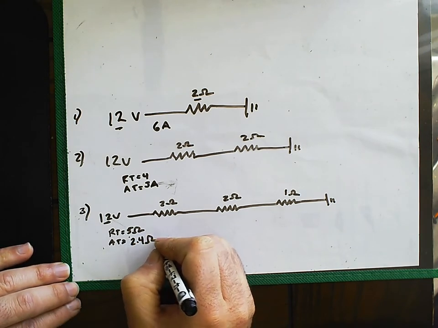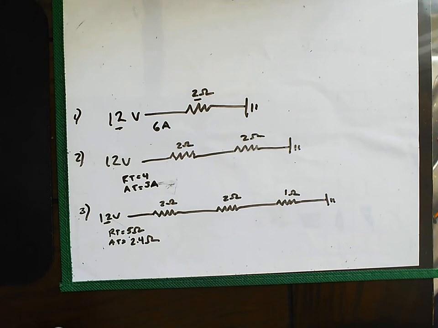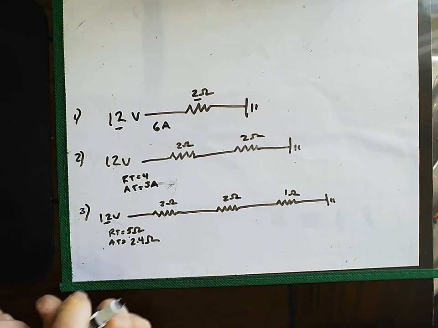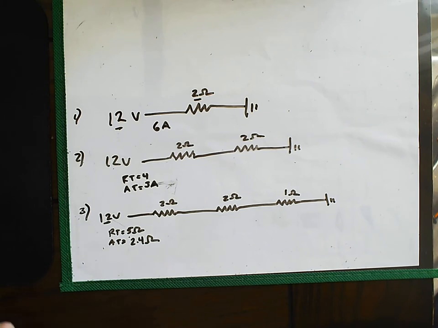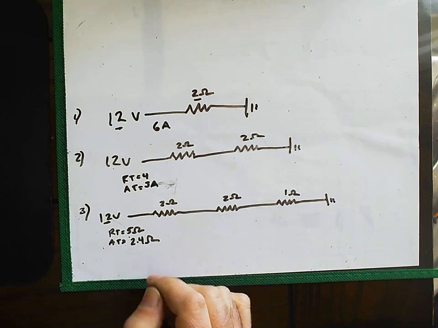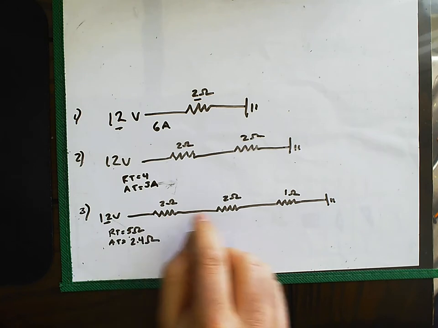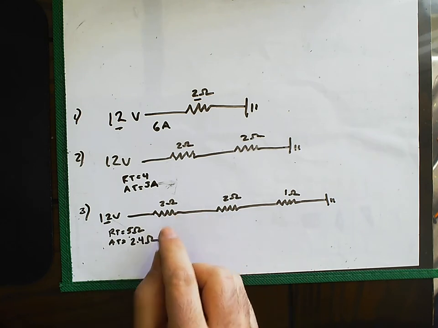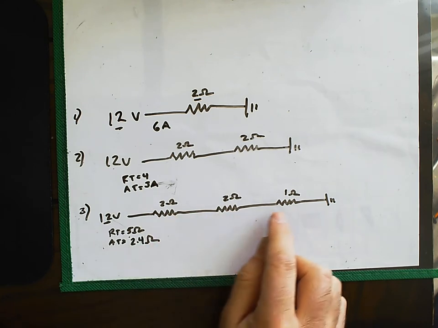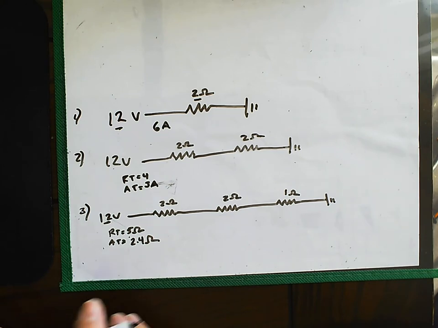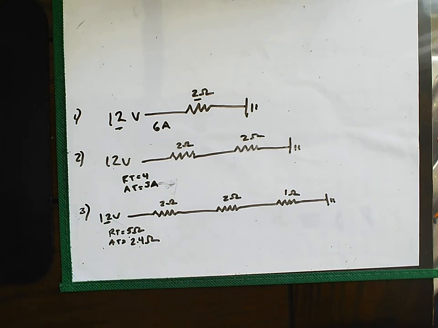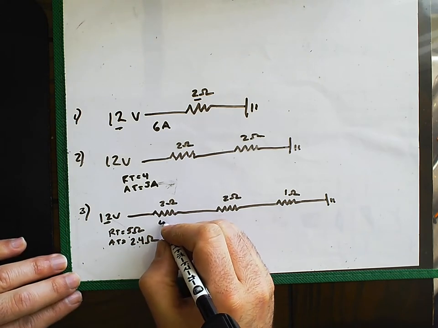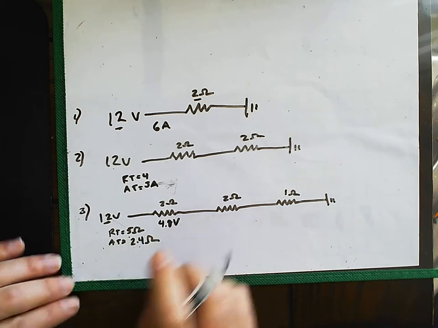2.4 amps. Now we have amperage through the circuit. Now I want to do voltage drops. Sorry. So I have 2.4. To figure out the voltage drop for each one, I'm going to take my amperage and multiply it times each individual resistor. So 2.4 times 2 is 4.8. So this first one is 4.8 volts.